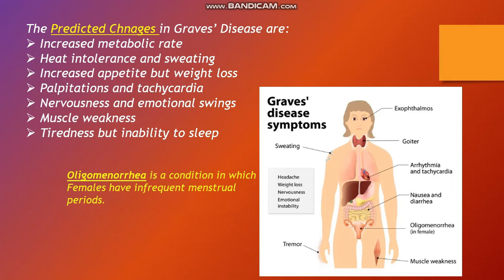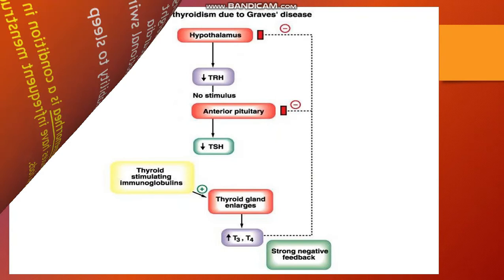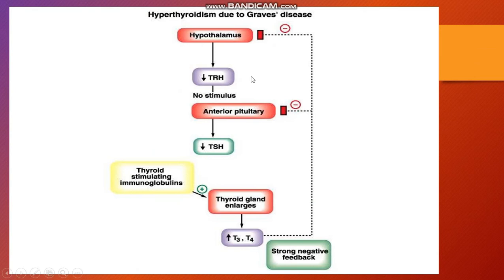Oligomenorrhea is a condition in which females have infrequent menstrual periods and a small amount of menstrual blood. That's known as oligomenorrhea. Yes, hyperthyroidism due to Graves' disease. You're looking here: hypothalamus, TRH, anterior pituitary, TSH. Now what happens? Thyroid stimulating immunoglobulin, the T3 and T4 more, and this causes a negative feedback. Now TSH is decreased and also the TRH is decreased. So in the cases of Graves' disease, you will be looking at a decreased amount of the TSH and also of the TRH.